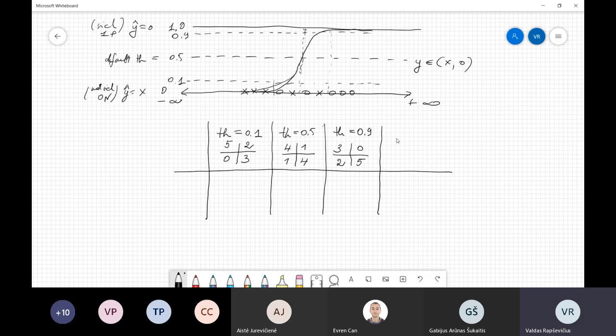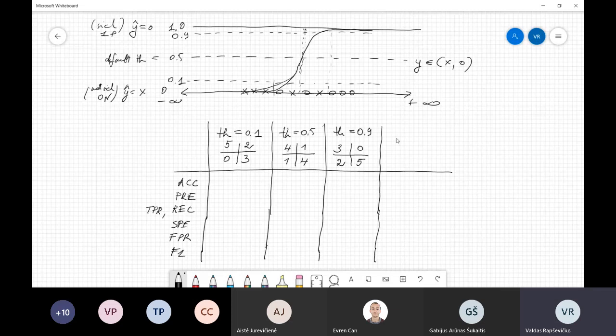Okay, so now let's write some metrics. Again, accuracy, precision, recall, or true positive rate. Let's add specificity. Just a few more. Let's add the false positive rate, and F1. Okay, that's enough.